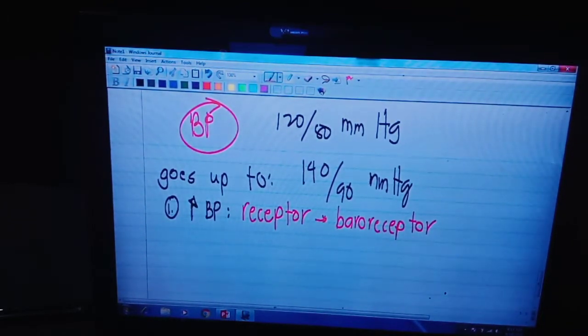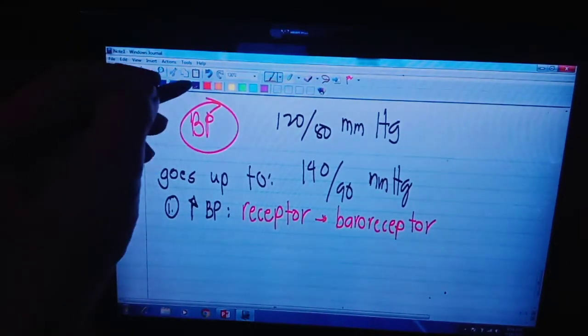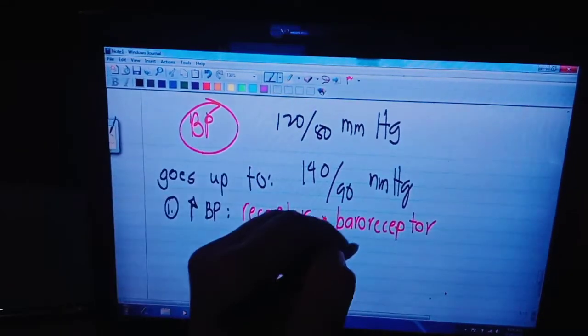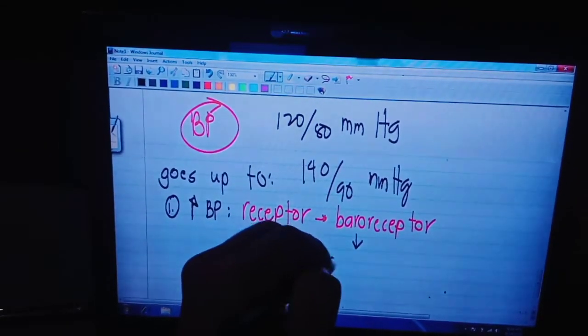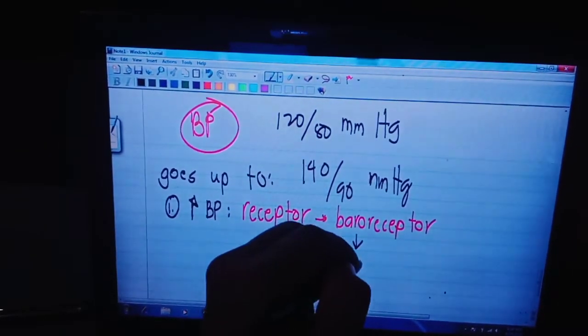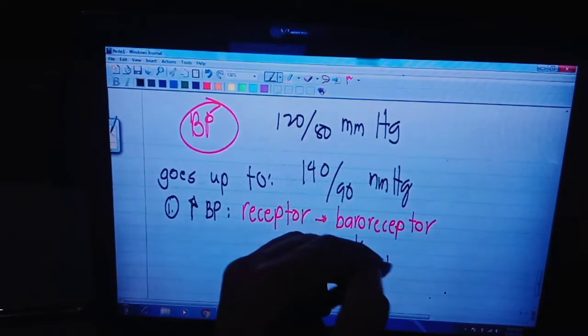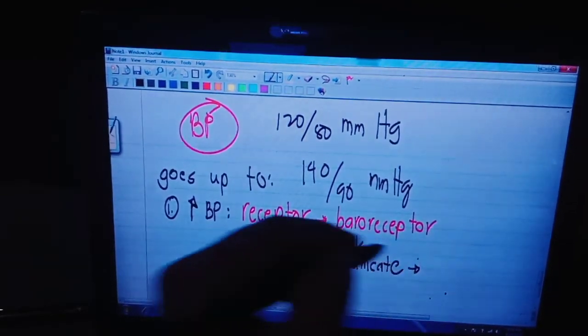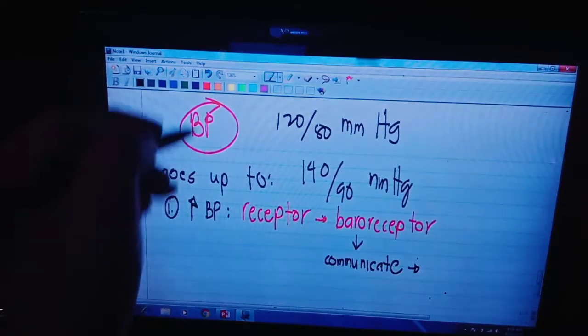This particular receptor is very sensitive to change. So, pag tumaas ang iyong blood pressure, your baroreceptor detects that particular stimulus. What it does is to communicate. Anong gagawin ng ating baroreceptor? Baroreceptor now will communicate. Okay, it will generate now an impulse. It will now communicate to your, kanino siya makikipag-communicate?